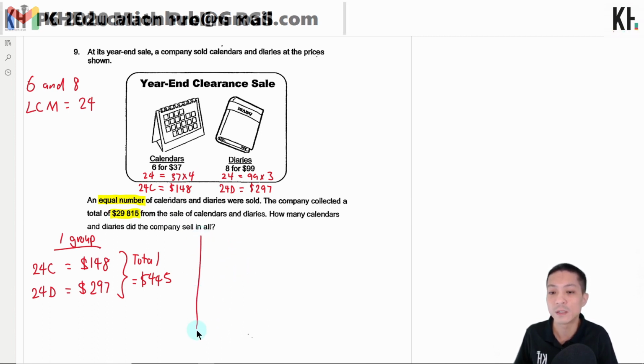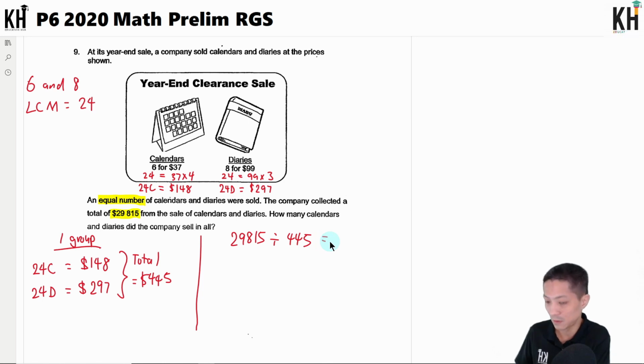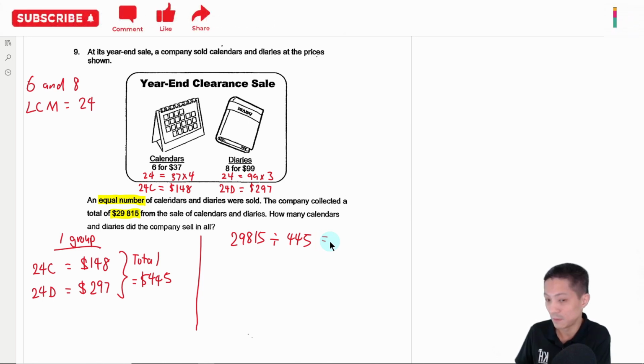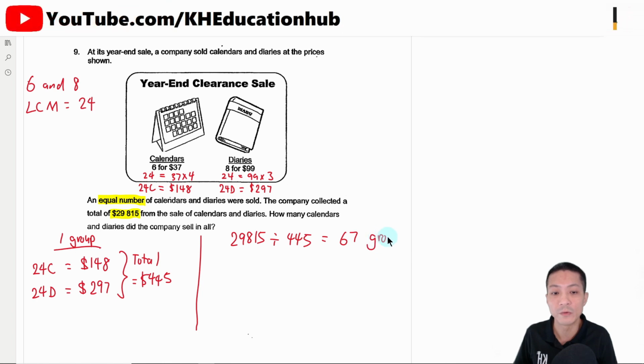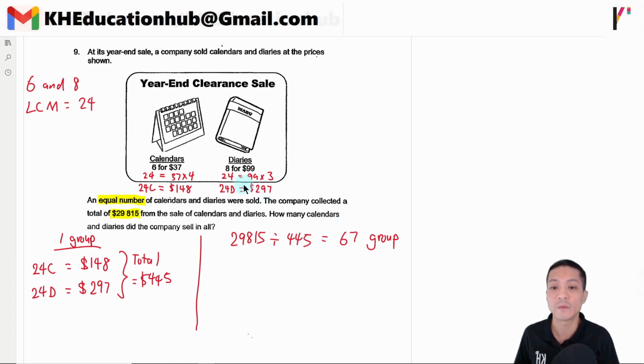Okay, which means that now the next step will be to use 29,815 divided by 445. It's going to give you 67. Okay, this is the number of groups. Okay, so at this point, if your answer is not a whole number, it means that you probably made a careless mistake somewhere, so you got to check for your mistakes.